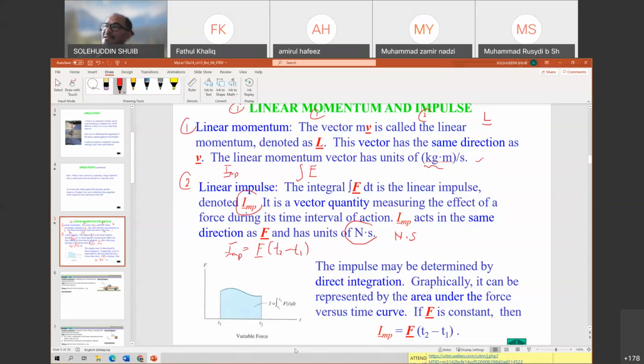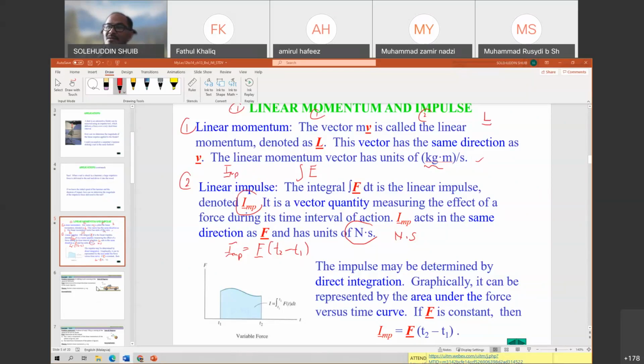This is linear momentum and linear impulse. This is the definition. I want you to familiarize yourself with this definition. So we have linear momentum, and we also have linear impulse of a particle.